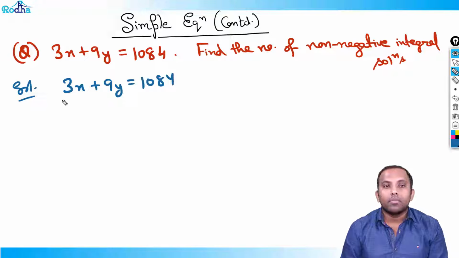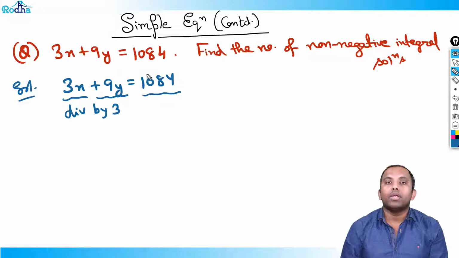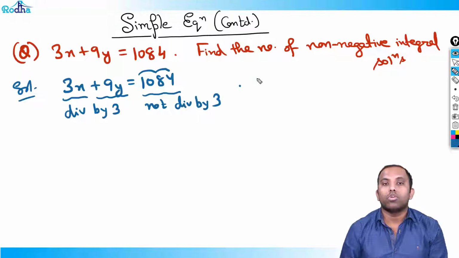See, this is a multiple of 3. This is a multiple of 3. That means left side is divisible by 3. So, right side should also be divisible by 3. What is the rule for divisibility of 3? Sum of digits should be divisible by 3. 1 plus 8 is 9. 9 plus 4 is 13. 13 is not divisible by 3. So, right side is not divisible by 3. Left side is divisible by 3, right side is not divisible by 3. So, no solution. Simply no solution.